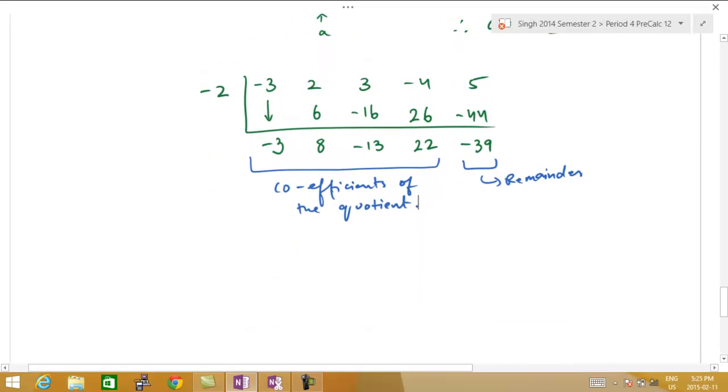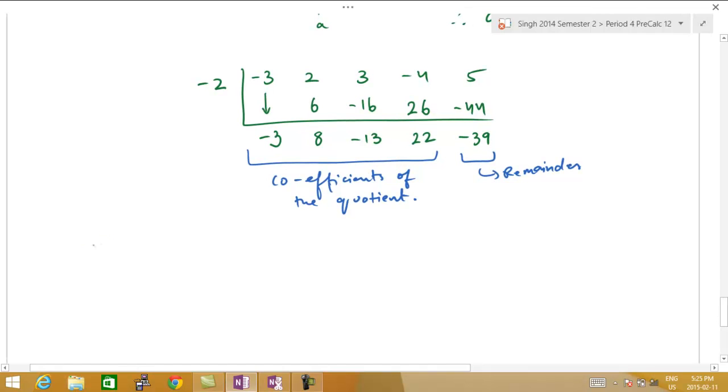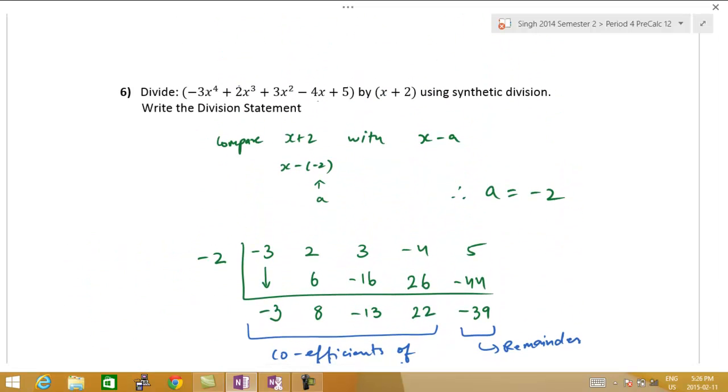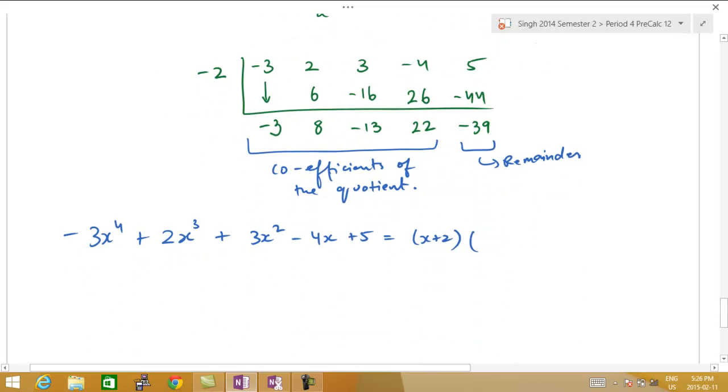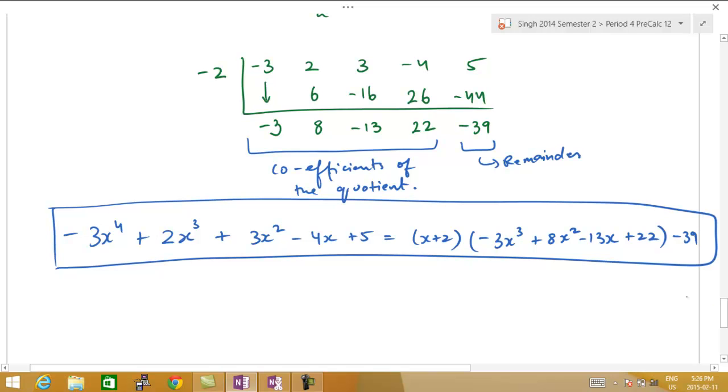Now the last part, rewriting that as a division statement. So as a result, I get the following: negative 3x to the 4th plus 2x cubed plus 3x squared minus 4x plus 5 is going to equal, our divisor was x plus 2. Our quotient is going to be starting with this and 1 degree less than what our polynomial was. Polynomial was degree 4, so our quotient is going to be degree 3. So I'm going to get negative 3x cubed plus 8x squared minus 13x plus 22, and then I have the remainder of minus 39. Whew. And that is going to be our final answer.